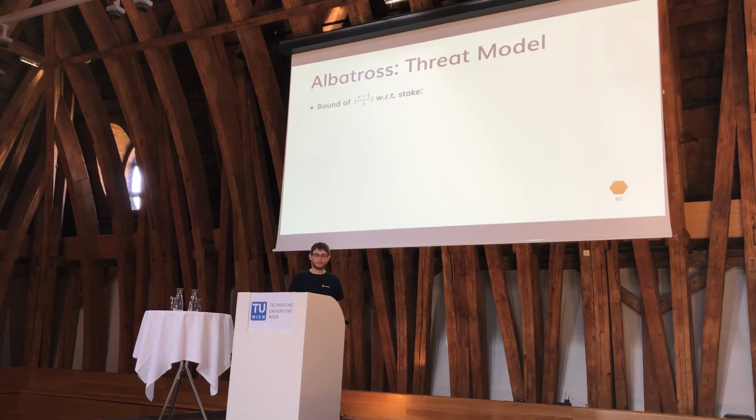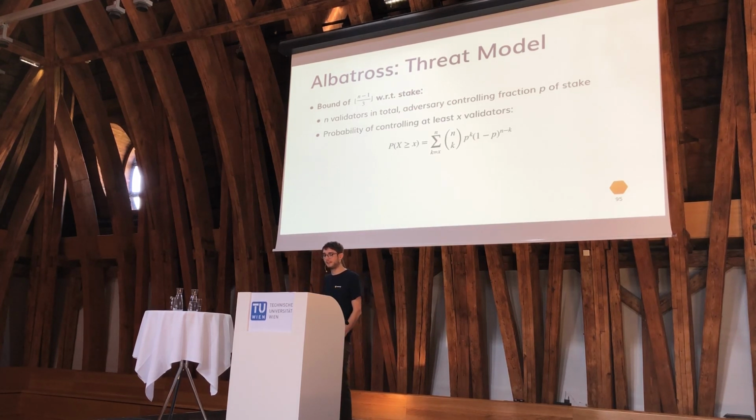Okay, and now this bound that I told you about, about 1/3 of the malicious validators, is of course with regards to the number of validators. But since we have a proof of stake model here, we would like to have this bound with respect to the stake instead of the validators. If we assume that we have n validators in total and the adversary is controlling a fraction p of the stake, we can express the probability of controlling at least x validators by the binomial distribution, and from there we can bound it, and we want this bound to be negligible.